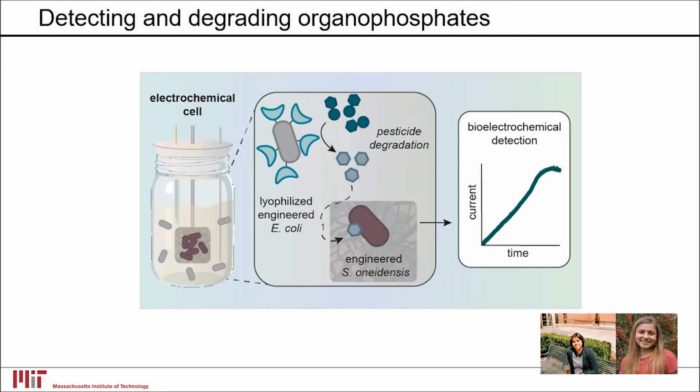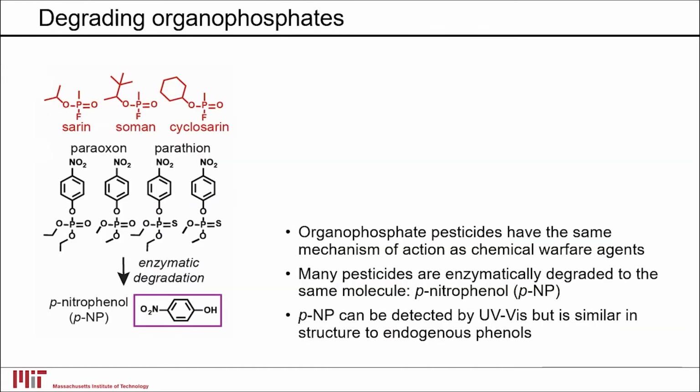And so two students in my lab, postdoc Amrita Karbakar and an undergraduate, Rachel Almark, developed a microbial mixture in which one cell, in this case E. coli, was engineered to degrade those pesticides. And then we engineered electroactive microbes to electrochemically detect the degradation products. So we'll go through this in a little more granularity.